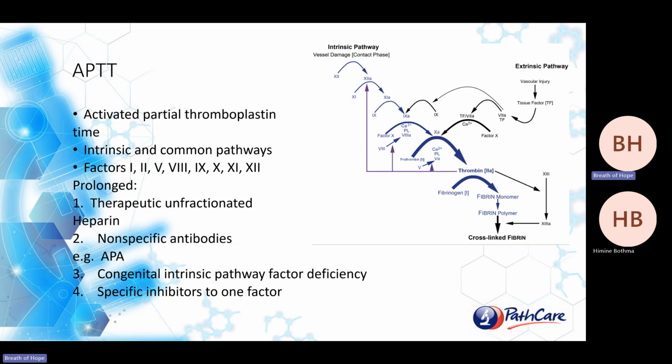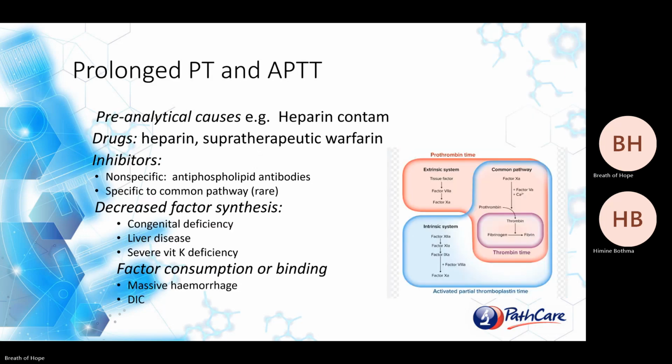So a prolonged APTT, or your activated partial thromboplastin time, refers to your intrinsic and common pathways, and a lot of factors are involved here as listed there. Prolonged APTTs would be patients on heparin, patients with non-specific antibodies like antiphospholipid antibodies, which will cause a prolonged PTT, and then congenital deficiencies of any of the above listed factors and specific inhibitors to any of those factors.